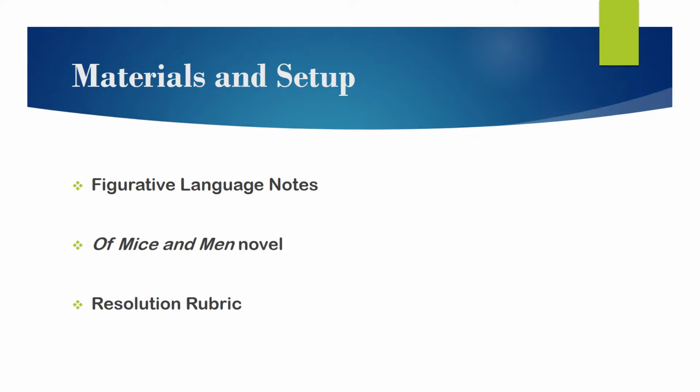Materials that a teacher would need and set up: figurative language notes, the Of Mice and Men novel, and also a resolution rubric. I would just be using my 6+1 traits and then focusing on the resolution, having that be more points. And then also with the word choice, focusing on that figurative language.